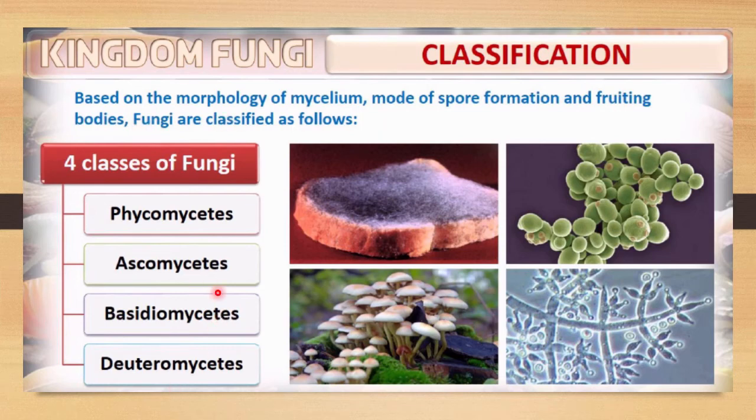Here you can see phycomycetes. The first group of fungi is phycomycetes, then ascomycetes, then basidiomycetes, and deuteromycetes. Fungi are broadly classified into four groups: phycomycetes, ascomycetes, basidiomycetes, and deuteromycetes, which we will learn in detail one by one in the next lecture.